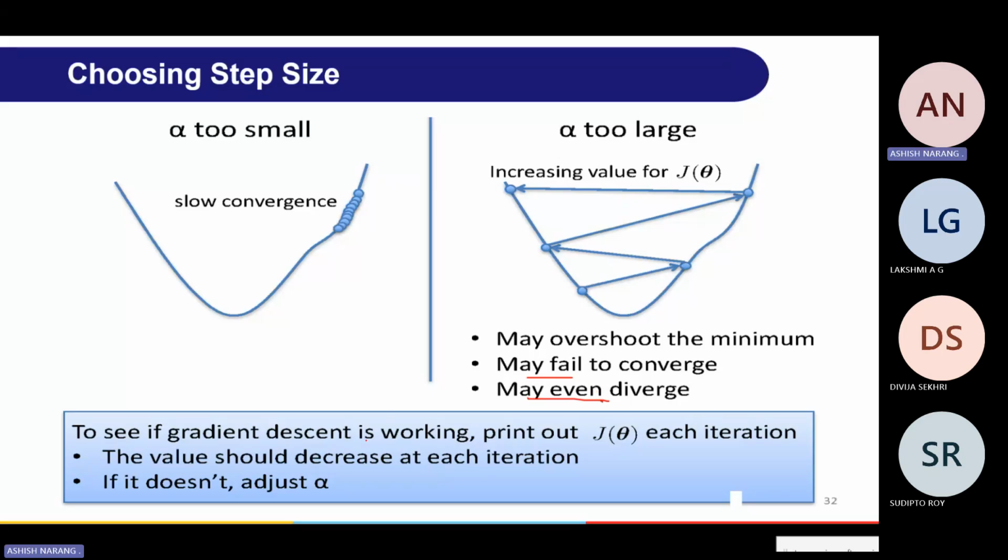To see if the gradient descent is working, print out J(theta) after every iteration; the value should decrease. If it does not, adjust alpha. With respect to the iterations as they are growing, you can reduce the value of alpha. Initially, it may be high because you are very far from the minima. The moment you come closer to the minima, you want to reduce this alpha, right?